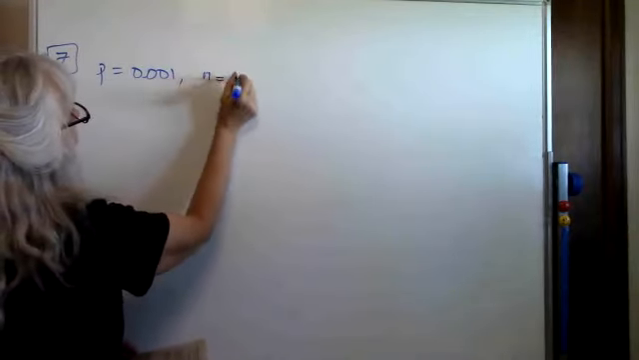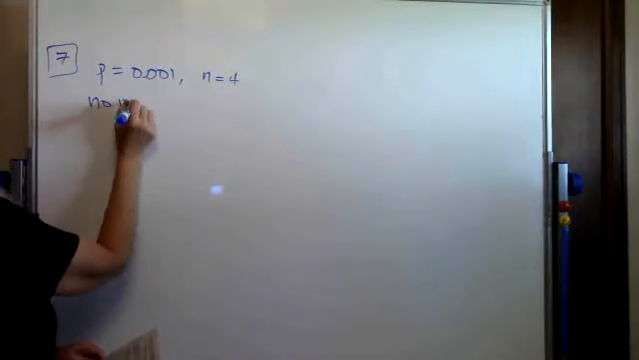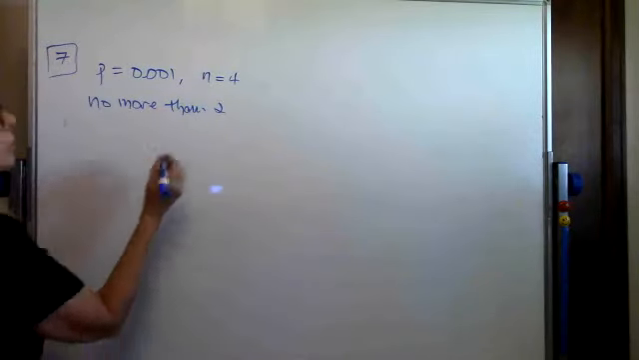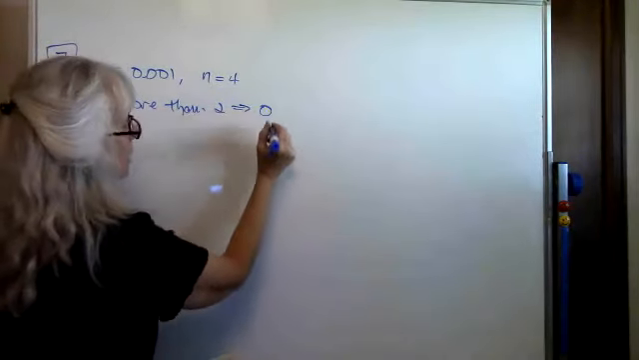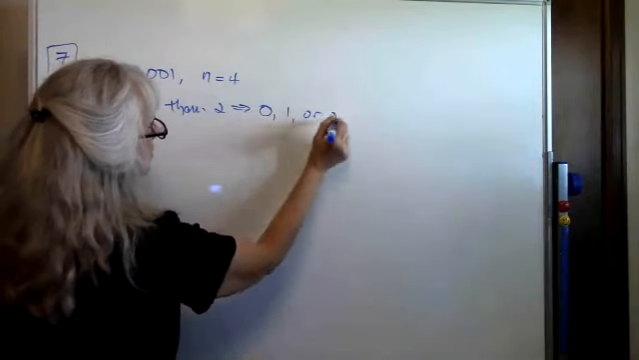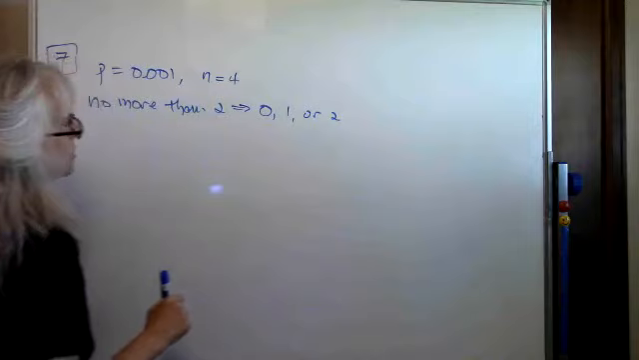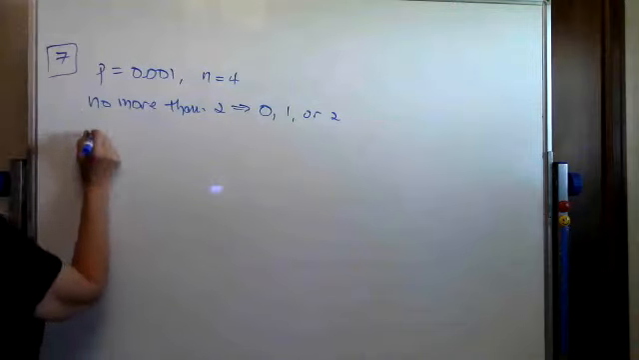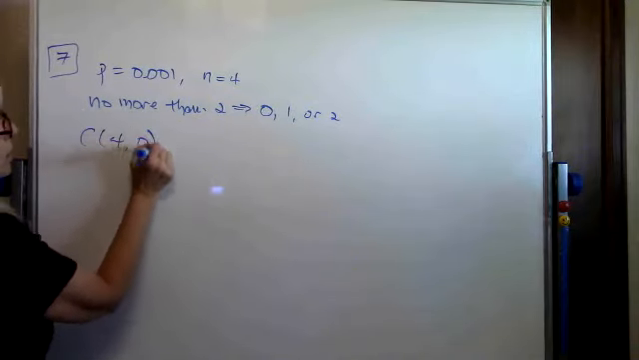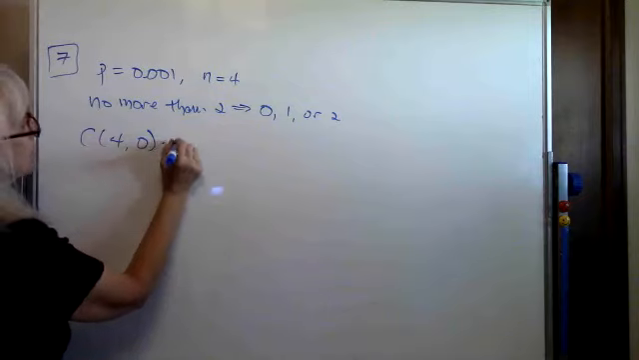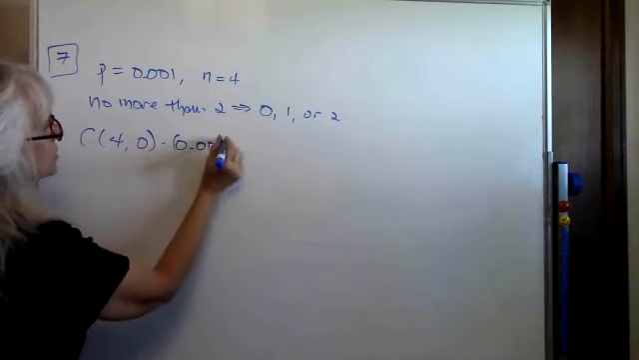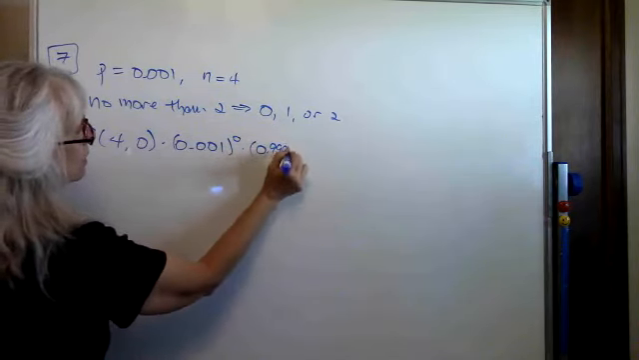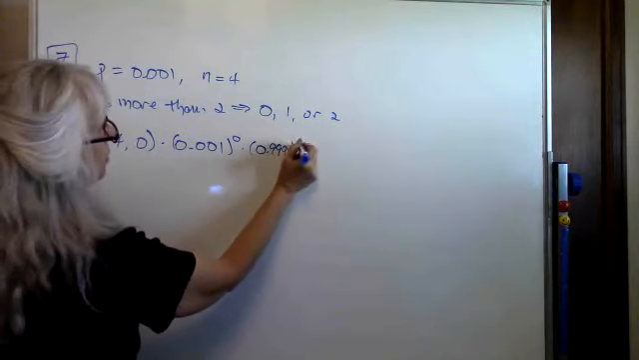Okay, so we've got 4 engines and we want no more than 2. So no more than 2 means none are going to fail, 1 is going to fail, or 2 are going to fail. So this time we are going to include the 2. So we do each one of these individually. And in each case, X is going to be the 0, the 1, or the 2. So this would be the combination of the 4, none are going to fail. So 4 choose 0 times 0.001 raised to the 0 power times 0.999 raised to the 4th power.